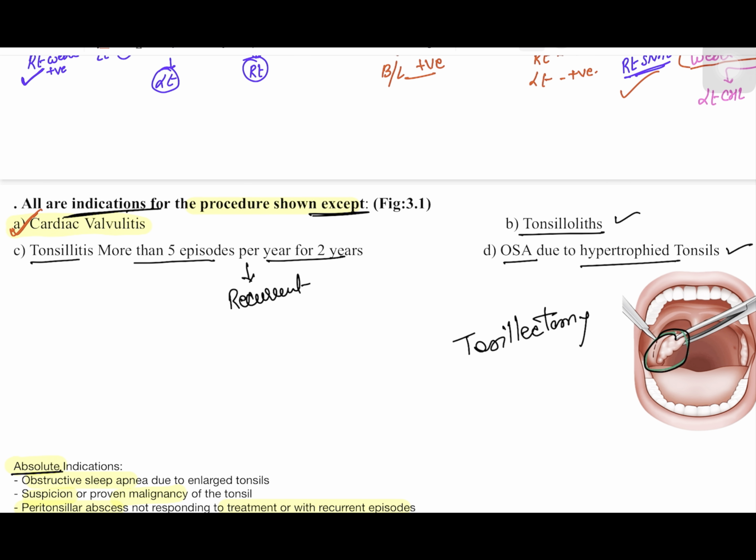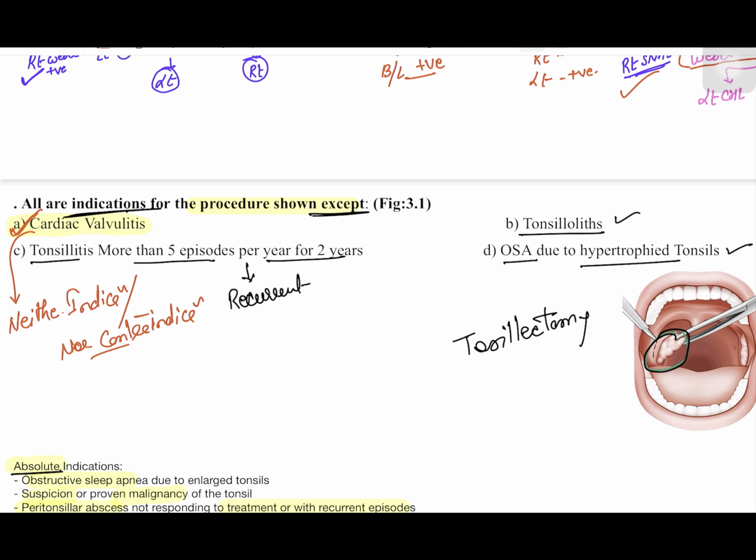Cardiac valvulitis is mainly because of streptococcal throat, which leads to acute rheumatic fever and causes valvulitis. If somebody has valvulitis, they have already developed symptoms, so there is no need to remove the tonsil. Second, if somebody has valvulitis, our first aim is to stabilize the heart, then only can we do any surgery. So cardiac valvulitis is neither an indication nor a contraindication.